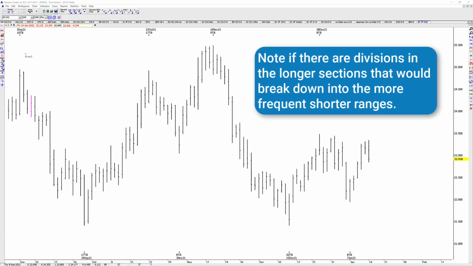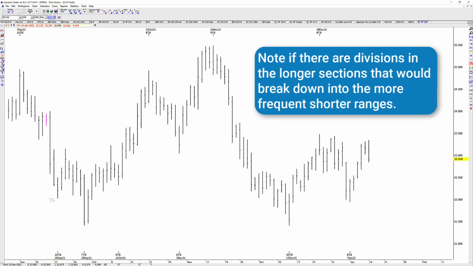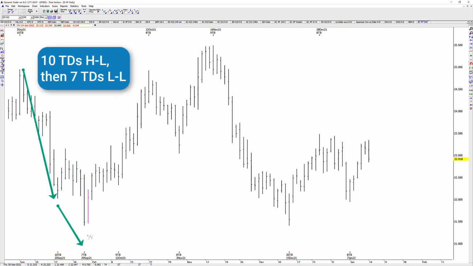So then I would look and see if there's a division in one of these. This looks like a good division. That's 9 days low to low and then 8 days up. How about in this section? Well, this is the obvious division of a decline for 10 days, and then it was 7 days to the next low. So it's not an even division between 8 or 9 days, but pretty close, isn't it?